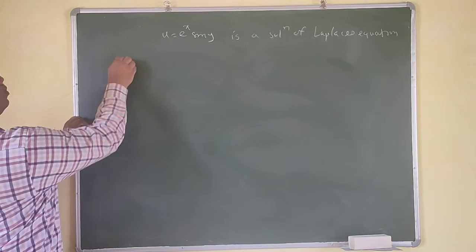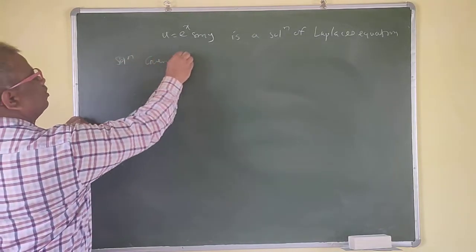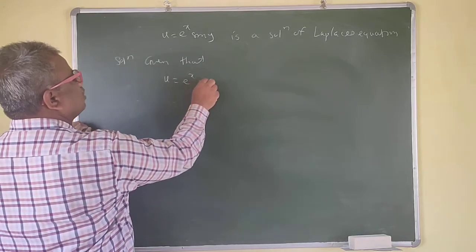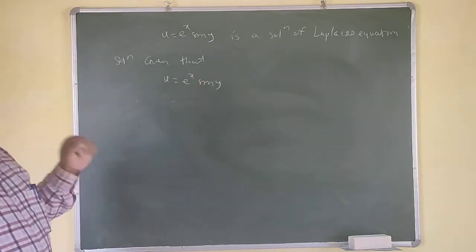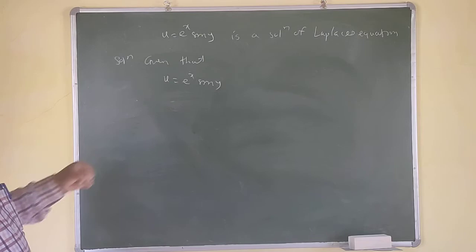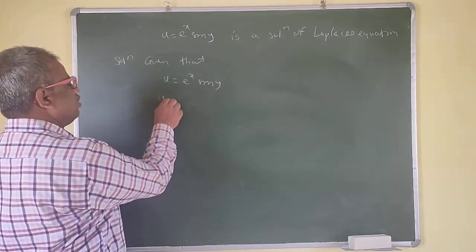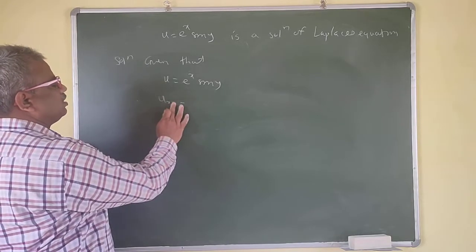Solution. Given that u is equal to e raised to x sin y. So what will we find? u_xx, then find u_yy, and we'll prove that the sum is 0. Very simple problem. First u_x.